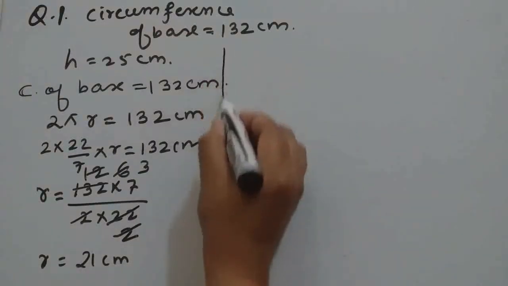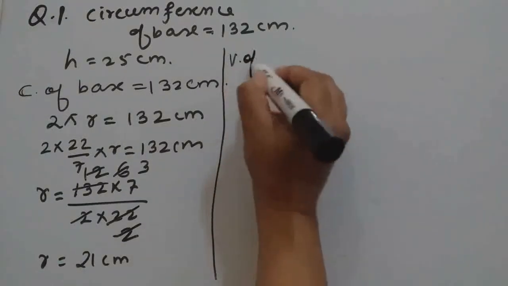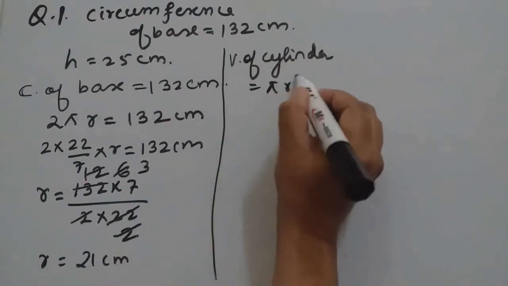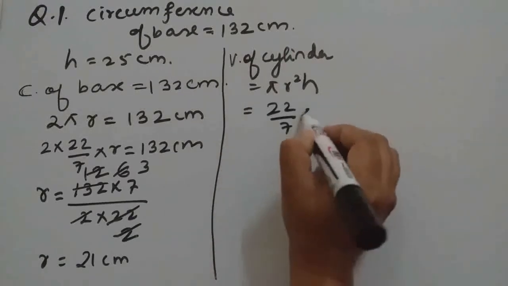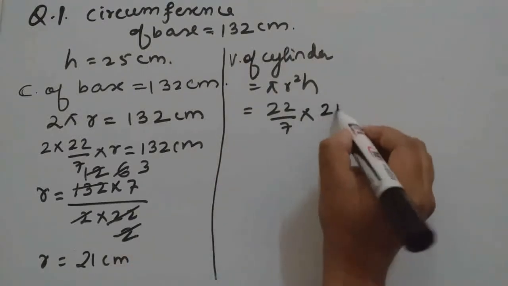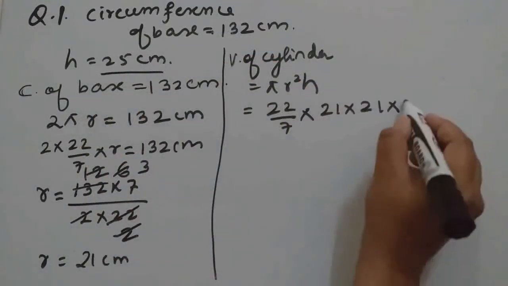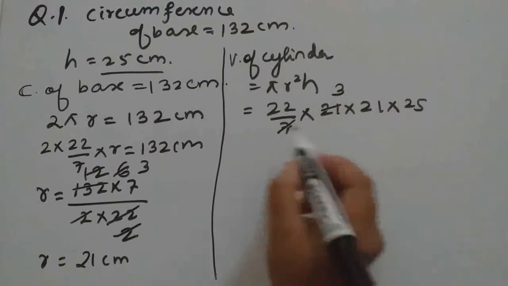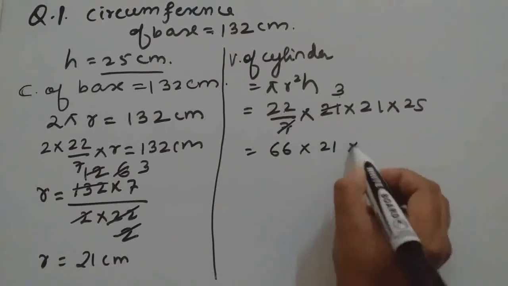Now how many liters of water can it hold? That means we should find volume. So volume of cylinder is pi r square h, isn't it? So we will write 22 by 7. R is 21, so r square means 21 into 21. Height is given in the question, 25 centimeter. Now 7 3s are 21. Now see, 22 into 3 we can write 66 into 21 into 25.